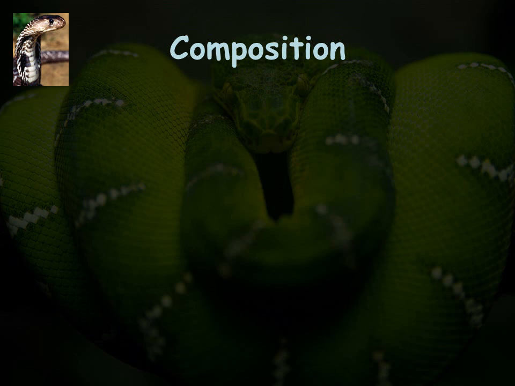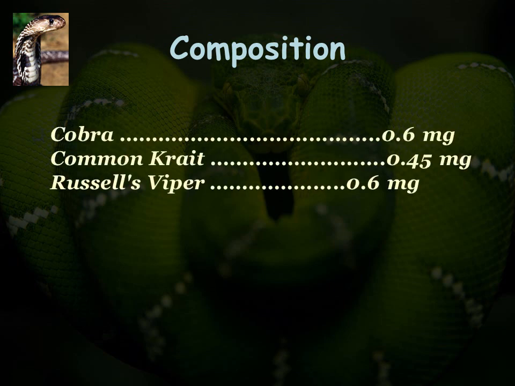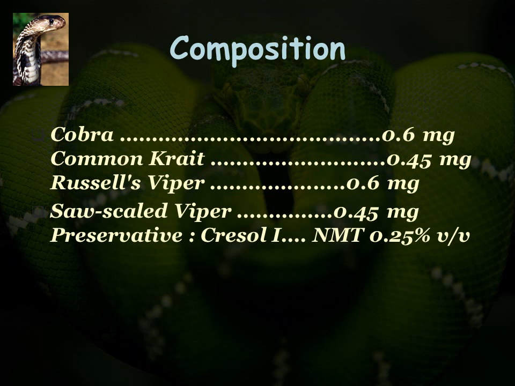Now, if we look at the composition, which is also important for your MCQ of the anti-snake venom, we will see that it contains the antivenom of cobra, which is near about 0.6 milligram. Common krait, it is near about 0.45 milligram. The Russell's viper, it is again 0.6 milligram, and the saw-scaled viper, it is 0.45 milligram. So you can remember it very easily. The cobra and the Russell's viper, it is 0.6 milligram, and for common krait and saw-scaled viper, it is 0.45 milligram.